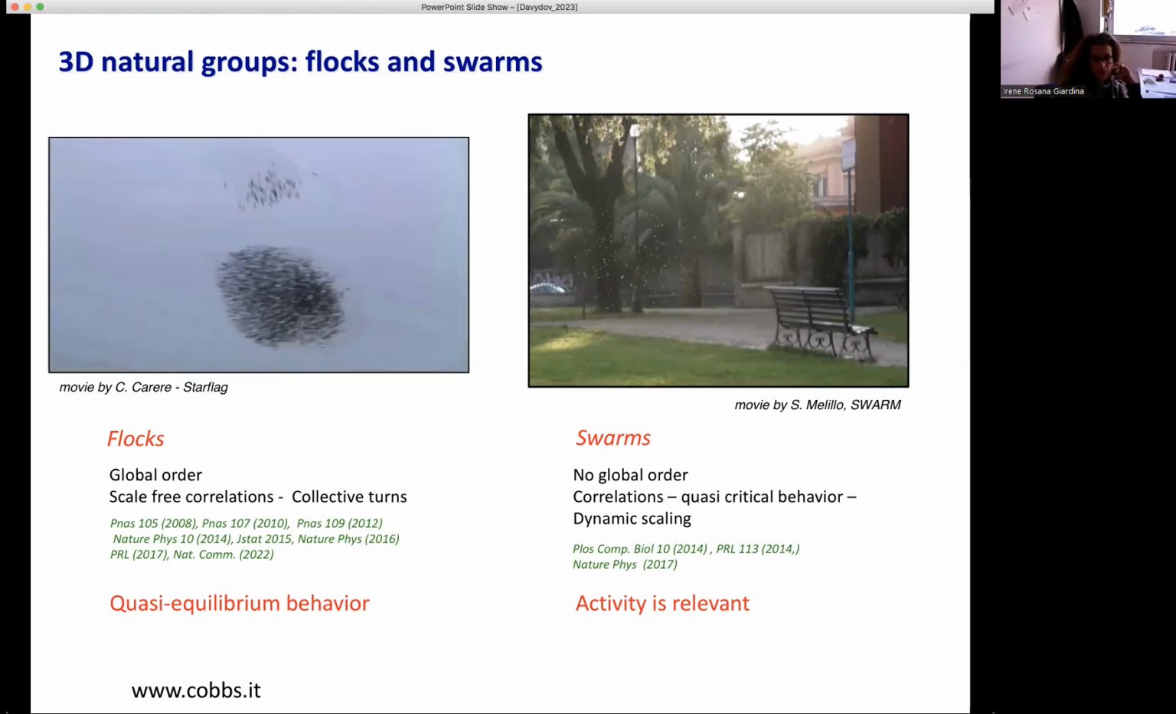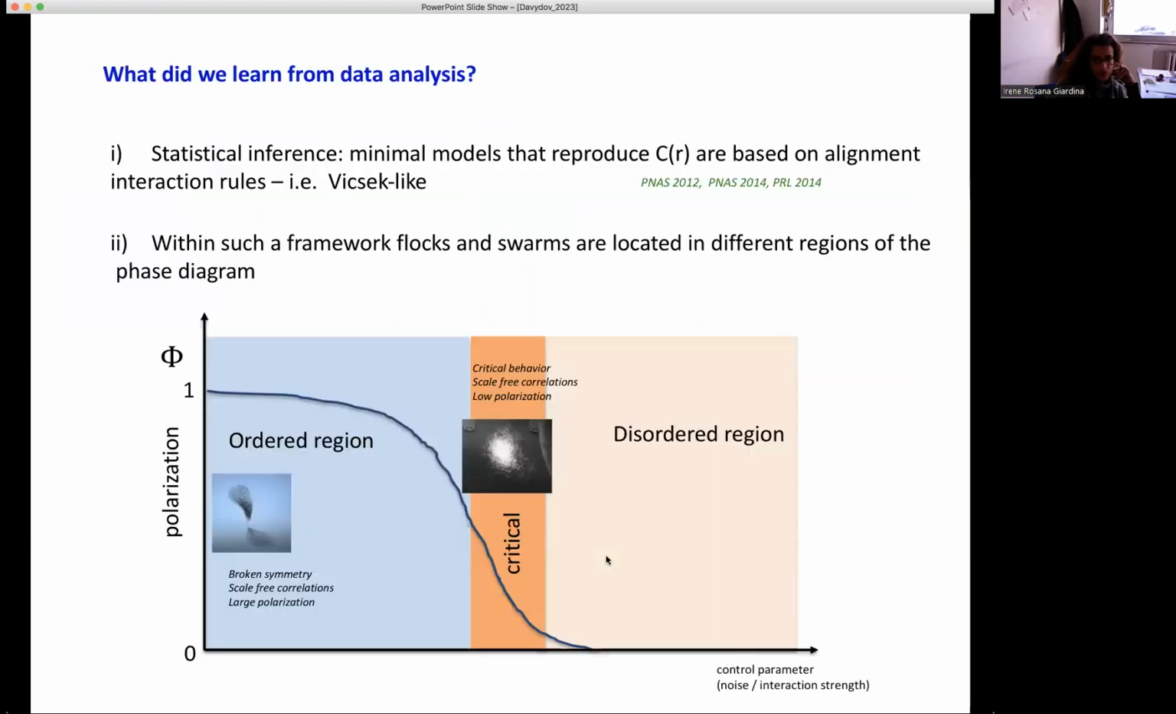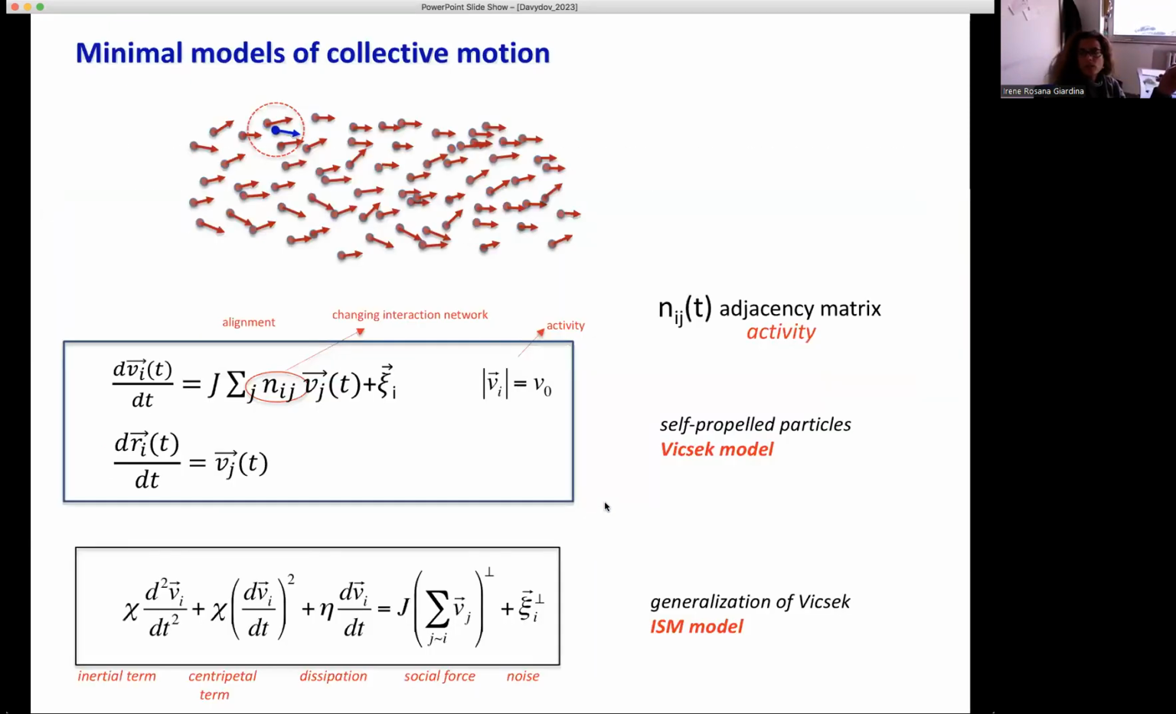Okay, so before going on with what we know from the data, let me tell you a little bit about what the theoretical framework to study these systems is. There are very simple models of collective motion, they are called in this way. And the minimal scheme of these models is depicted in this equation here.